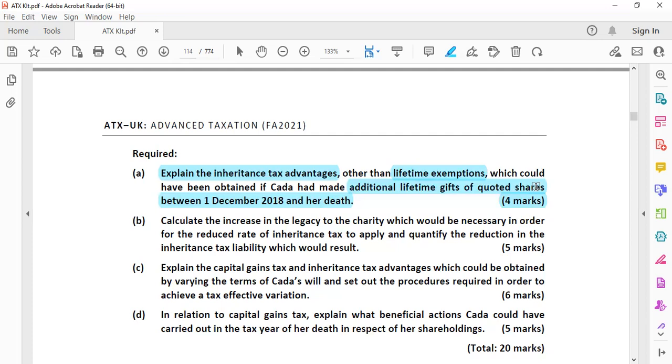So one of the benefits of a lifetime gift, other than the exemption, is that in case of an increase in value, there will be no consequences of the increase in value. What does it mean? Suppose we have transferred one asset and that asset has appreciated in value. The appreciation is not going to be assessed by HMRC. The value remains the same. The value will be fixed.